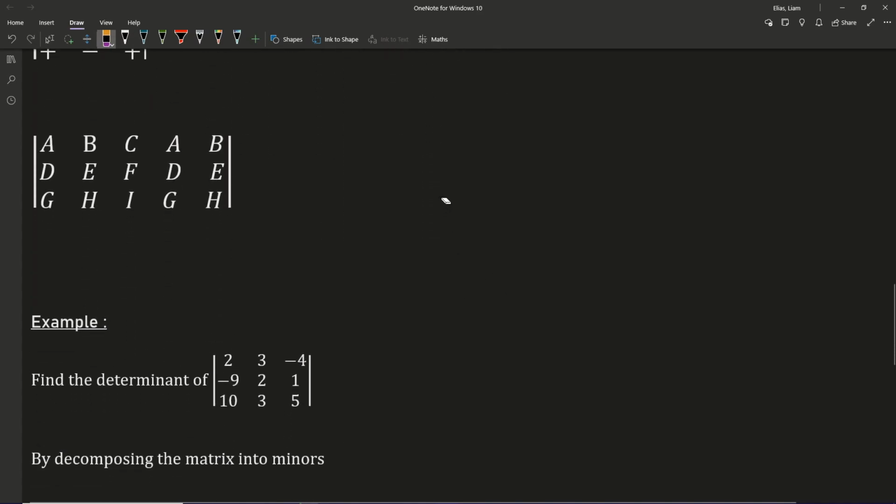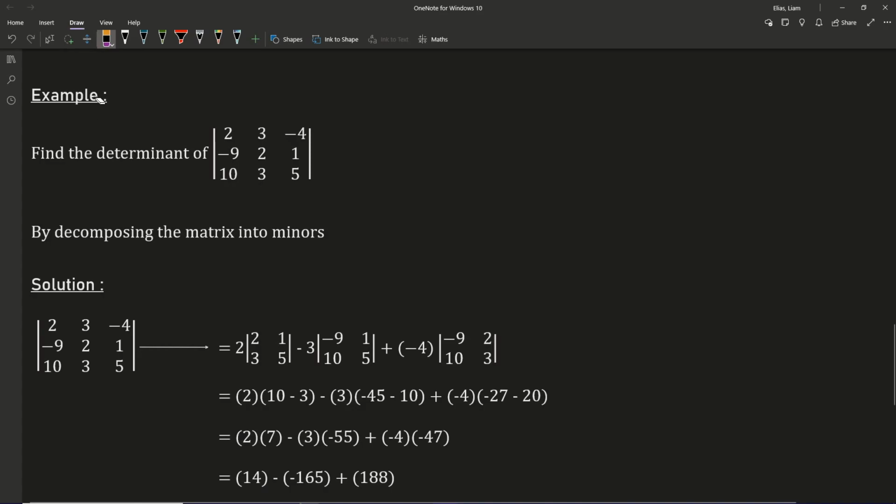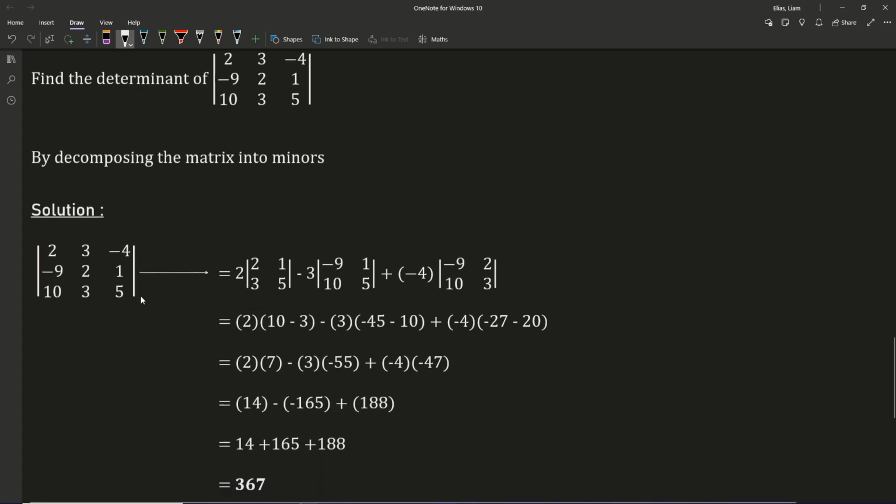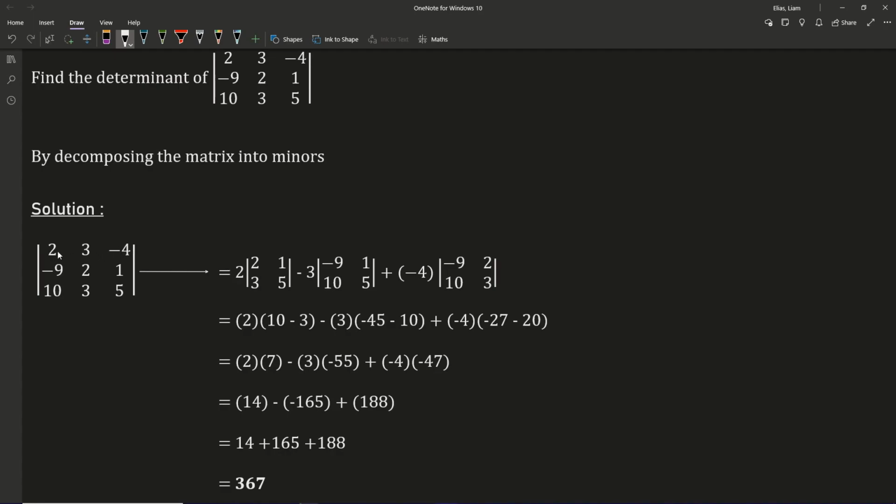So now we can try an example with this method. Say we want to find the determinant of this 3 by 3 matrix, and we're going to do it by decomposing the matrix into minors, like we just learned. So this is our solution. We're going to start with this top row, and we're going to start with 2. So 2 is our number. As you can see, out here I have 2, and it's going to be times the matrix that's left when we cross this out. So we're left with this matrix here.